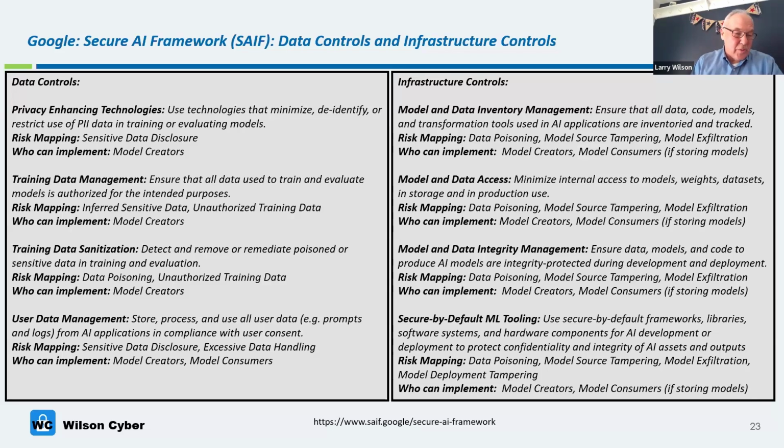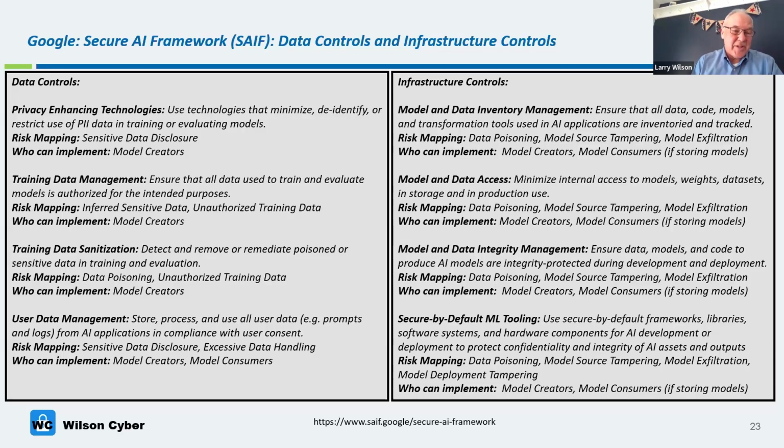Maps to those risks, which we just discussed: inferred sensitive data and unauthorized training data. Who can implement? Model creators, or the developers again. Training data sanitization: detect and remove or remediate poisoned or sensitive data in training and evaluation. The risk is data poisoning and unauthorized training data. Who can implement? Model creators.